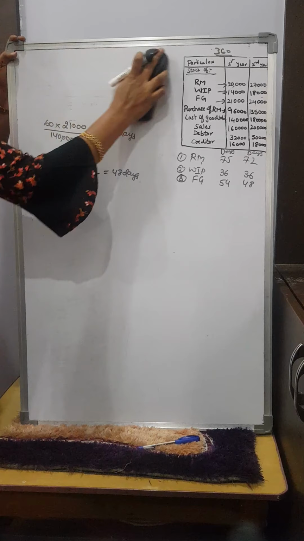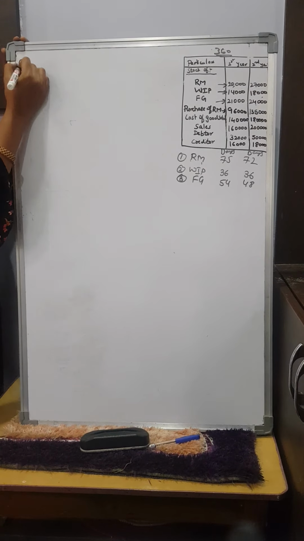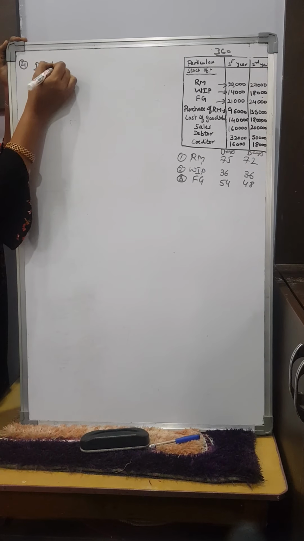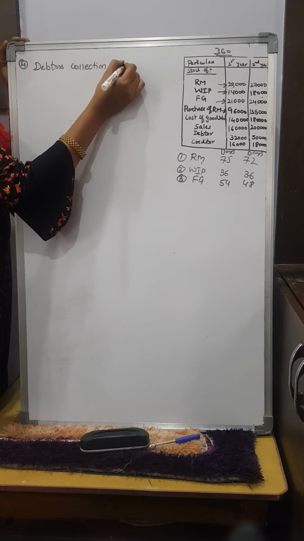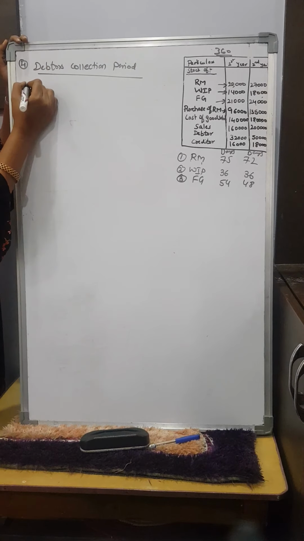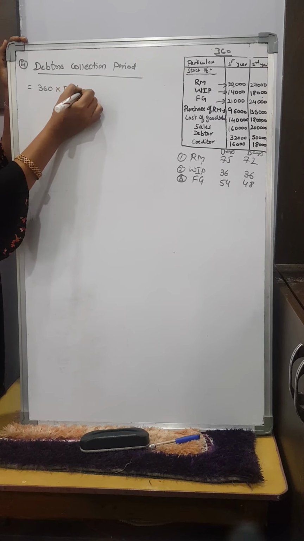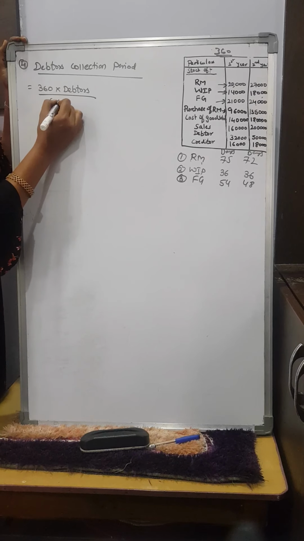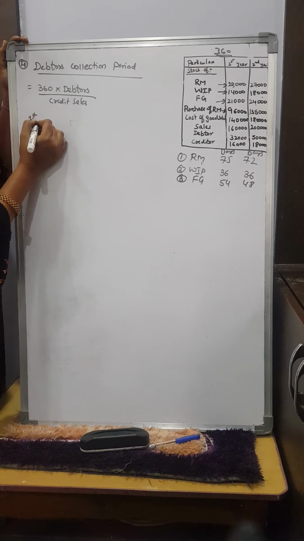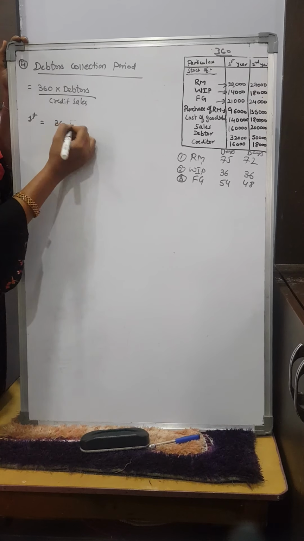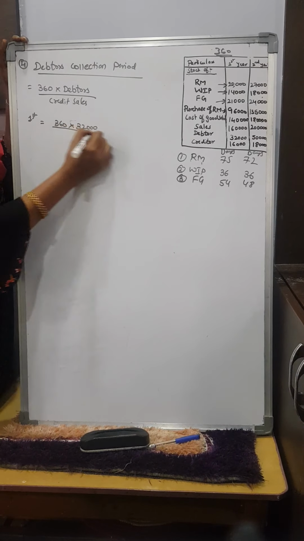Next we are going to do the fourth one, debtors collection period. So what is the formula for this? 360 days into debtors divided by credit sales. So in the question for the first year, 360 days into debtors. What is the debtors given here? 32,000. Yes, 32,000 is there.